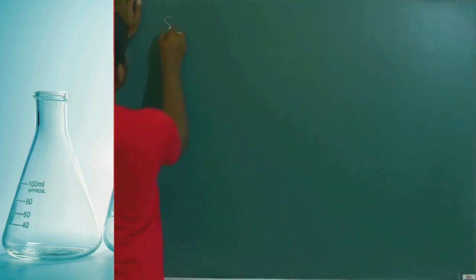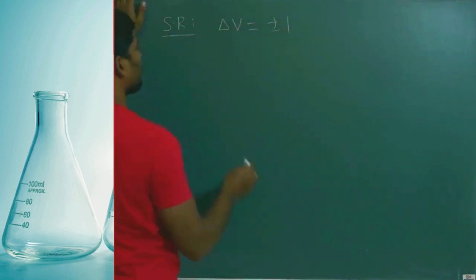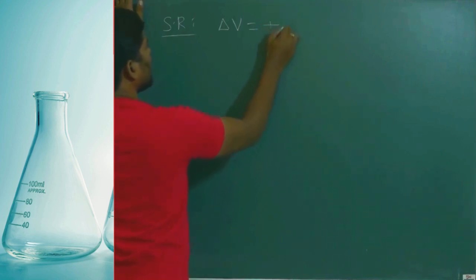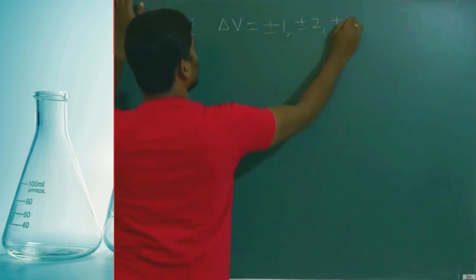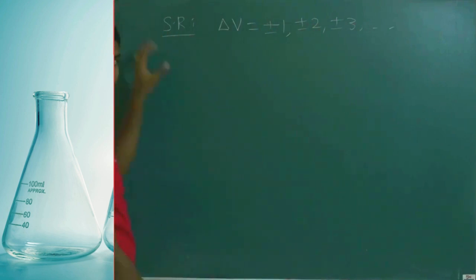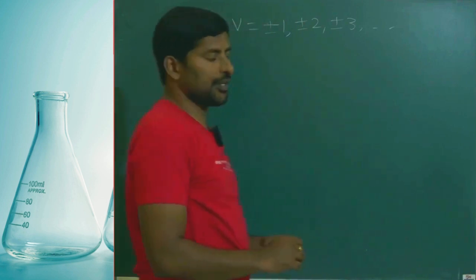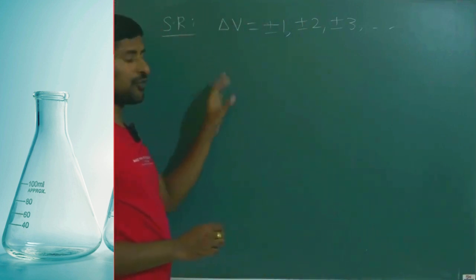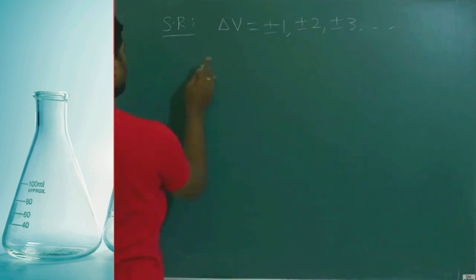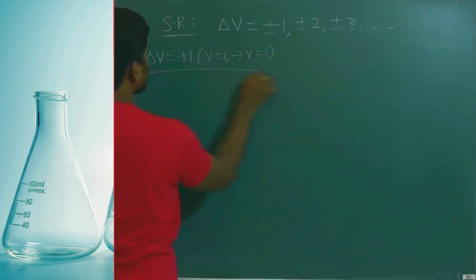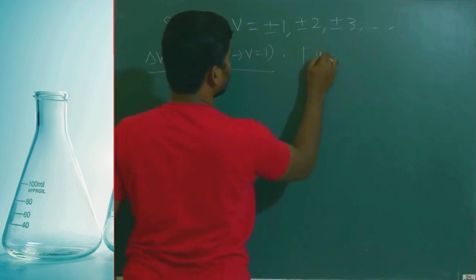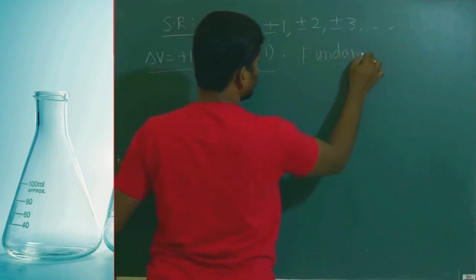Next, if you see selection rules, what are selection rules? According to harmonic nature, plus or minus 1 only. But for anharmonic nature, plus or minus 1, plus or minus 2, plus or minus 3, and so on. Another condition is the dipole moment of the molecule has to change during vibration. Now, for example, if you take delta V is equal to plus 1, that is V is equal to 0 to V is equal to 1, such vibration is called fundamental vibration or fundamental transition.